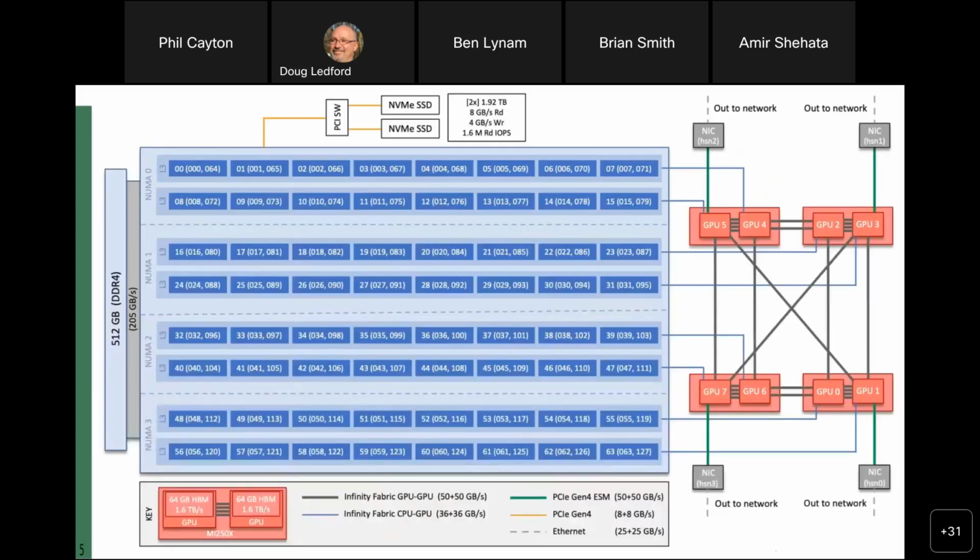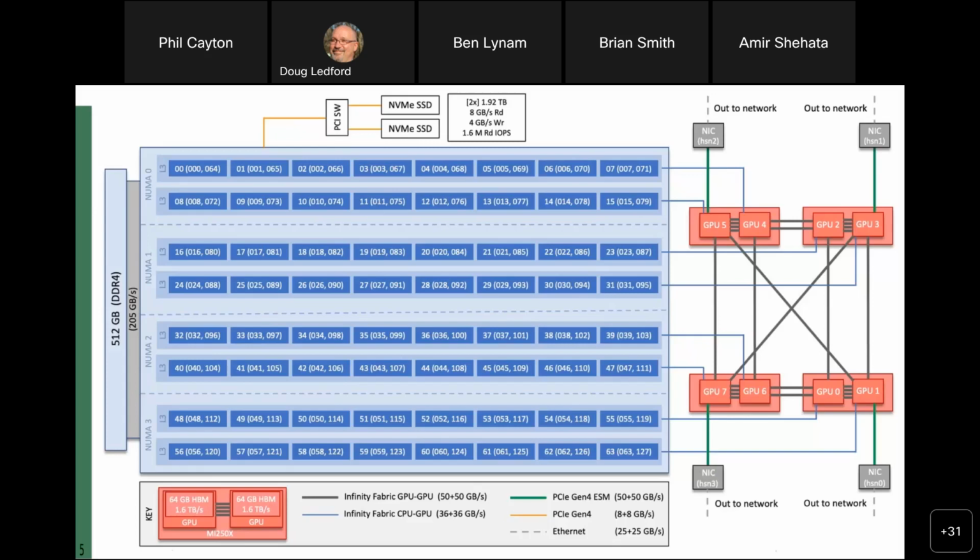Let's dive a little bit more into what each node looks like. I'm going to just cover what pertains to this talk. Each Frontier compute node consists of a 64-core optimized 3rd gen EPYC CPU with 2 hardware threads per physical core. It has access to 512 GB of DDR4 memory. Each node also contains 4 AMD MI250Xs, each with 2 graphics compute dies. These are termed GCDs, for a total of 8 GCDs per node.